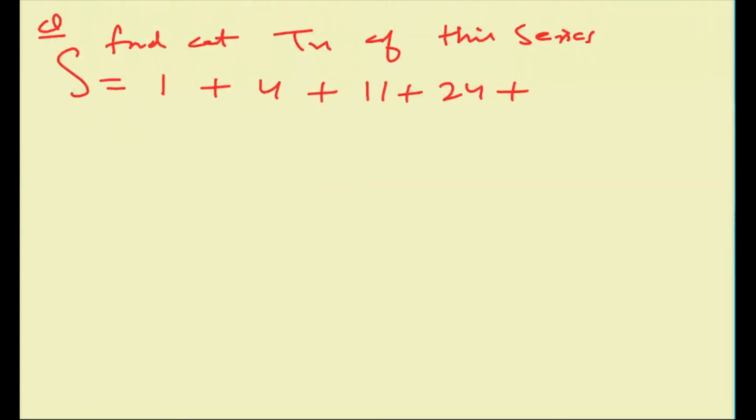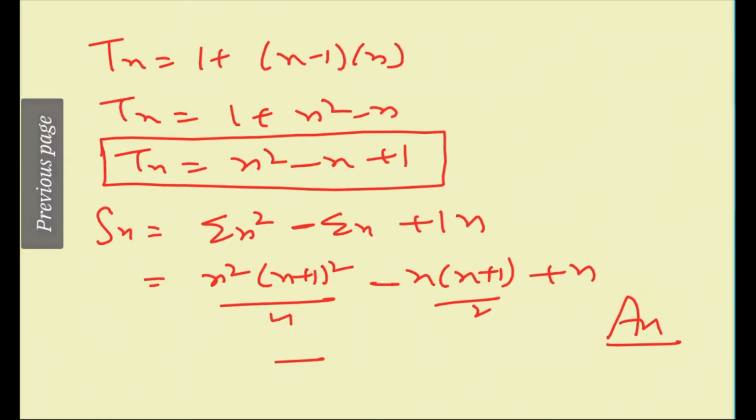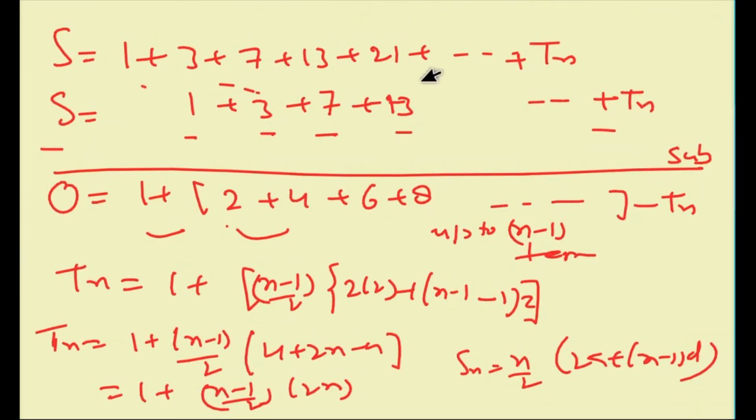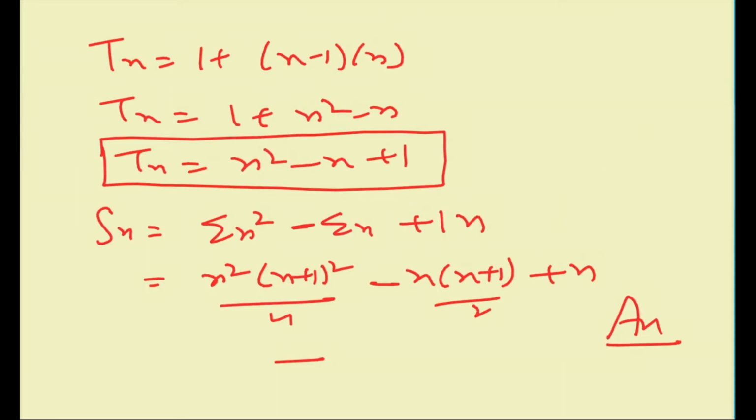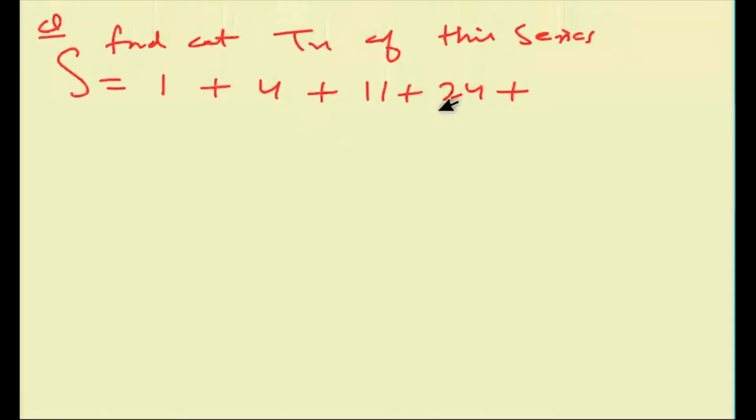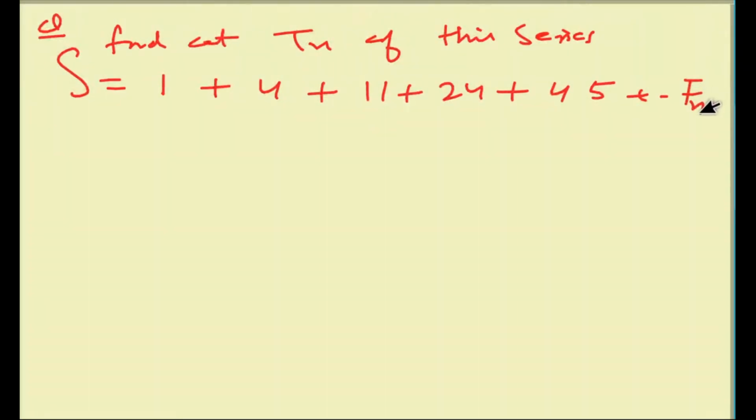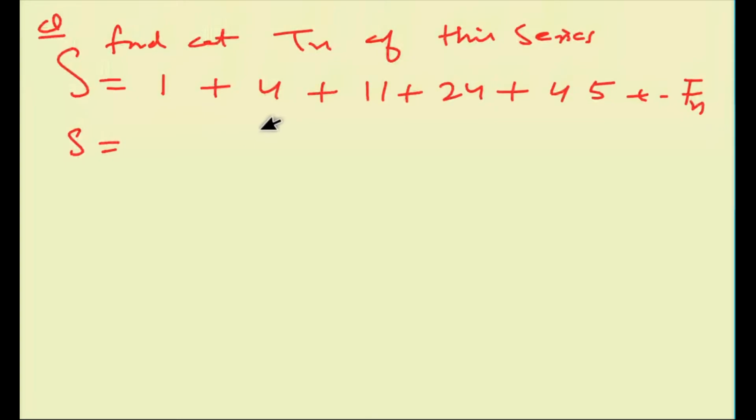In the previous questions we have learned the series 1, 3, 7, 13, 21. We are using this, okay. Plus 44 plus and so on. So let us find Tn of this. Now find the difference of this: T2 minus T1, 4 minus 1, plus 11 minus 4.